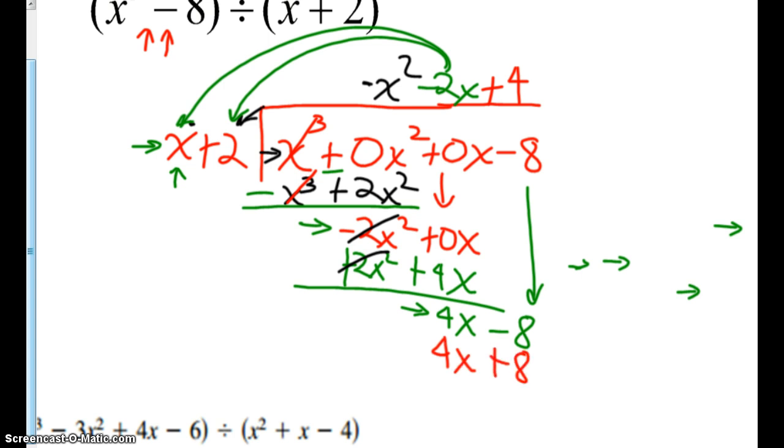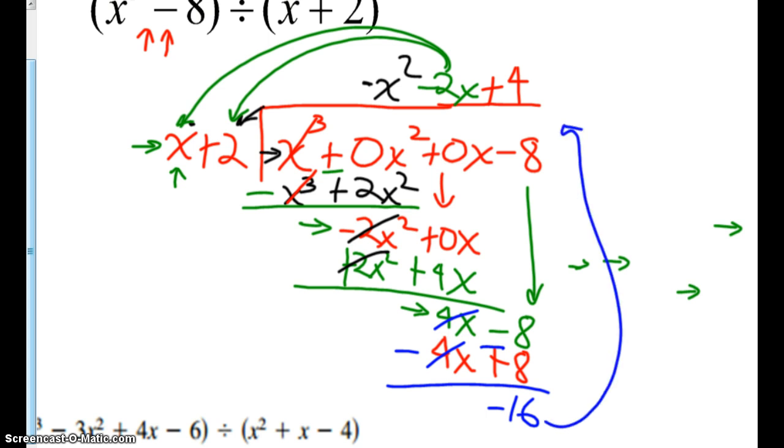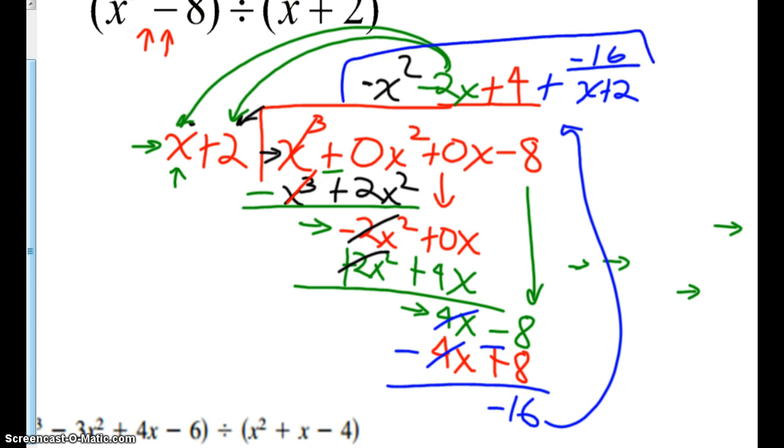I draw my line, change my signs. The 4x and the negative 4x cancel. Now the negative 8 and the negative 8, actually that creates negative 16. So that's my remainder, which I will then bring up and put plus whatever that remainder is, negative 16, over the outside, which is x plus 2. And this is the answer. And I think we're going to call it quits for the day there.